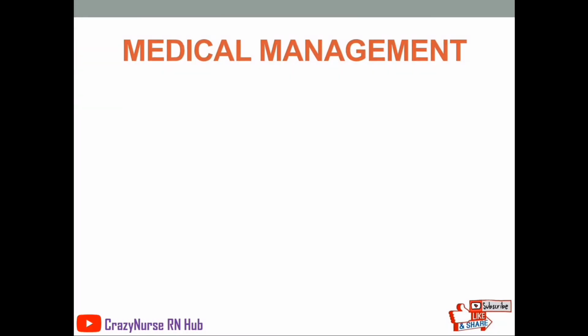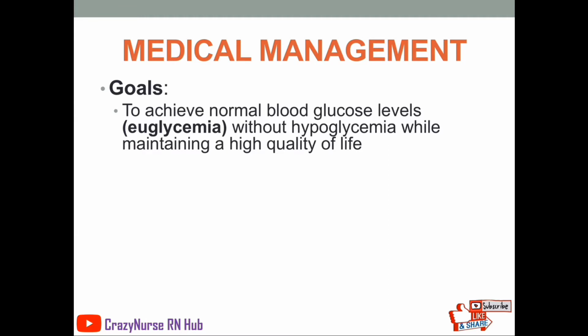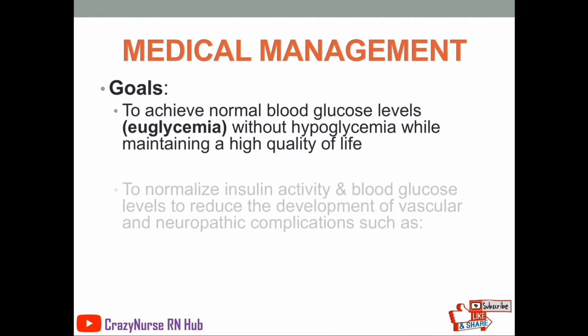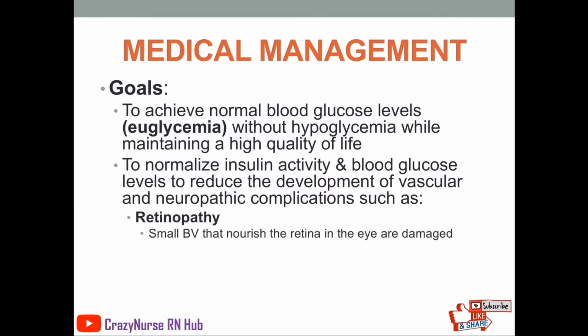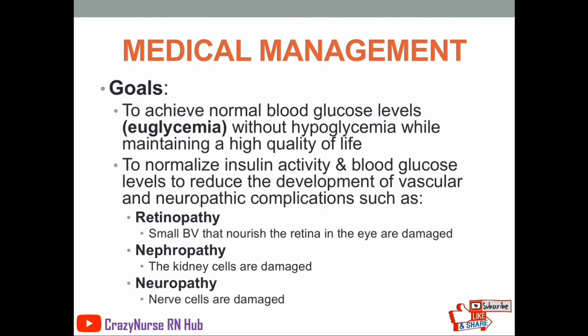Next, let's proceed to the medical management. The goals of treatment are to achieve normal blood glucose levels, that is euglycemia, without hypoglycemia while maintaining a high quality of life, and also to normalize insulin activity and blood glucose levels to reduce the development of vascular and neuropathic complications such as retinopathy, wherein small blood vessels that nourish the retina in the eye are damaged. We also have nephropathy, where the kidney cells are damaged, and neuropathy, where nerve cells are damaged.